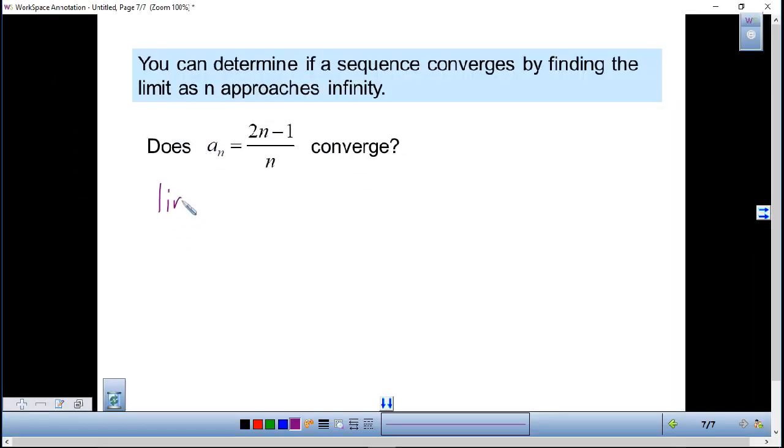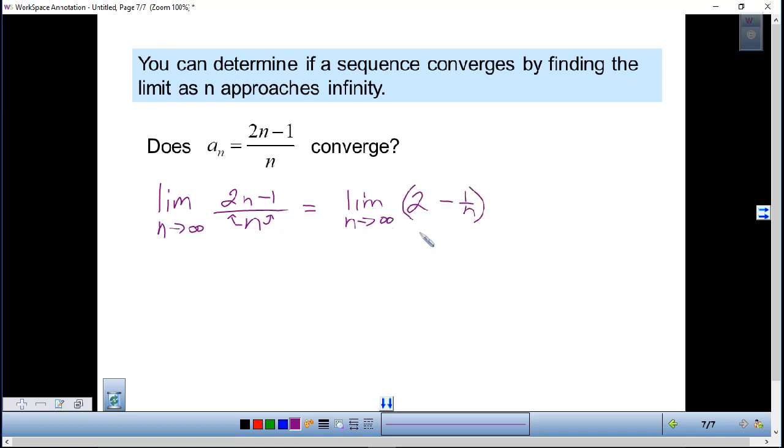So we've got the limit as n approaches infinity of 2n minus 1 over n. If you plug infinity here, you're going to get infinity over infinity. That doesn't work. We can do some simplification. I'm going to take that n and divide it into both parts, break it up into two parts and then take the limit. So the limit as n approaches infinity of 2n over n, which is 2, and negative 1 over n, which is minus 1 over n.